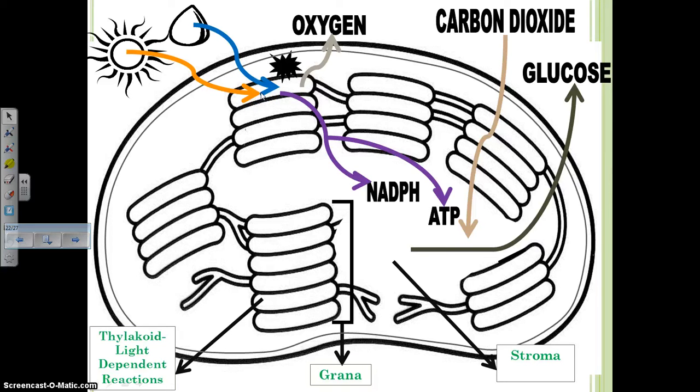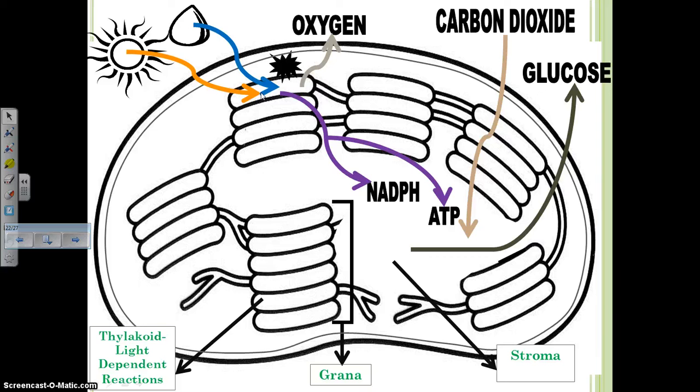So I hope that helps you understand this process. I would suggest reviewing this video a couple of times. This is a short video, so you need to make sure you understand the details of this process. And like I explained in class, this is still a very simplified version of what's happening here in photosynthesis. You need to understand what's coming in and what's going out.